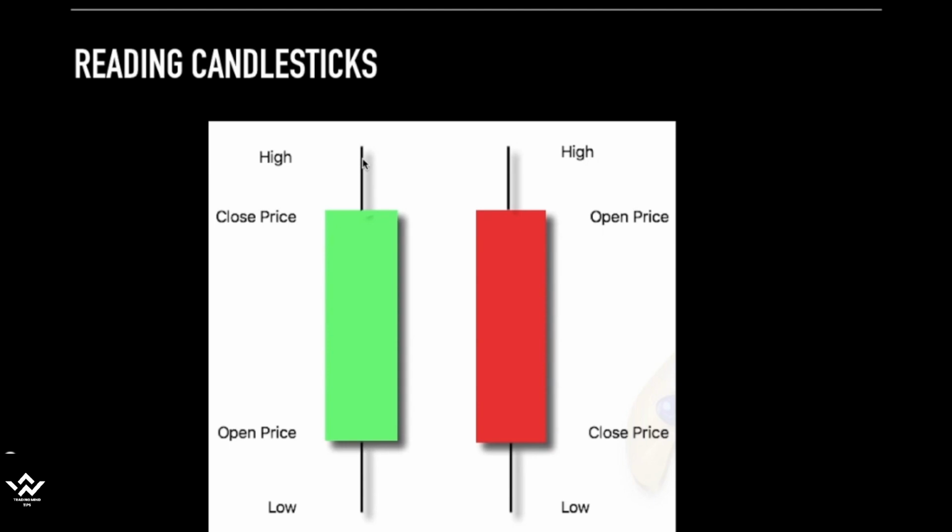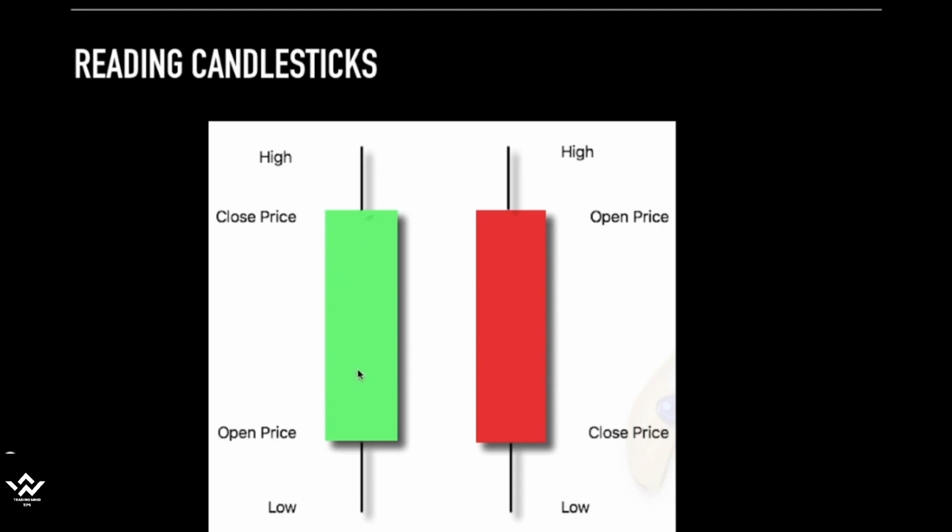If we were looking at the 1 minute time frame, each one of these candles would represent 1 minute worth of trading. So at the start of that 1 minute, we would have an opening price. And during that 1 minute, the price will fluctuate, going up and down, making new highs and new lows, until the end of that 1 minute, in which the candle will have a closing price. If the close is higher than the opening price, then it will form a green candle.